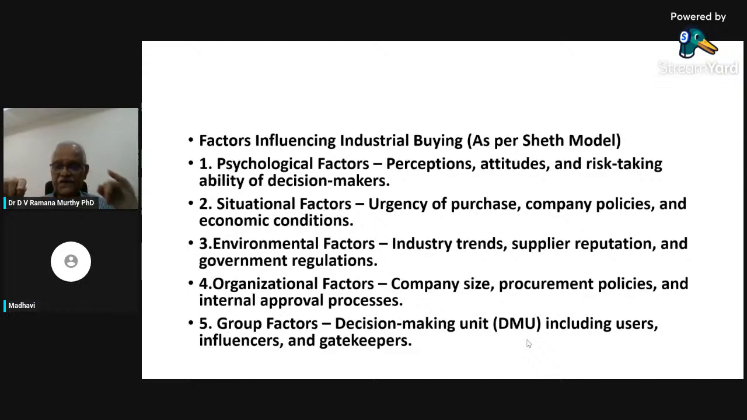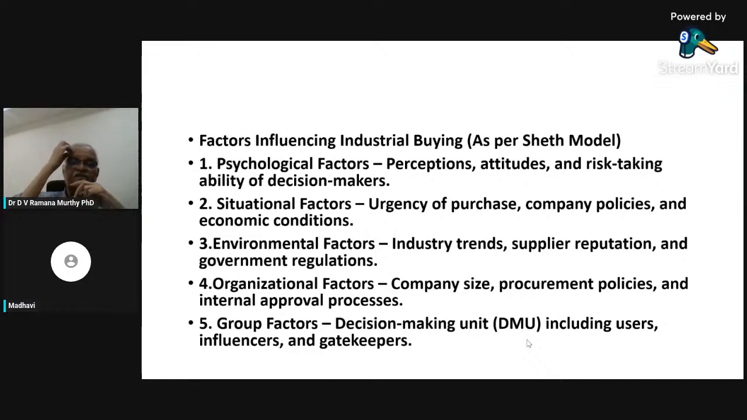It includes users of the product, it includes influencers who have the market knowledge, who influence you to buy from XYZ ABC product. And there are certain gatekeepers. In this sense, they always look into who are the suppliers and what they are doing, because especially procurement people from procurement departments and purchase departments are the gatekeepers. They always look at the markets, who are the suppliers, who are supplying what type of quality materials. So there are group factors.